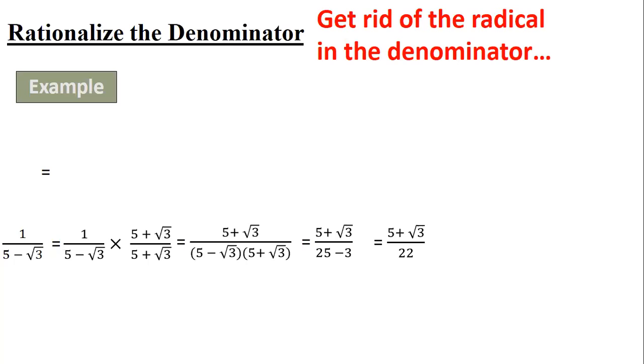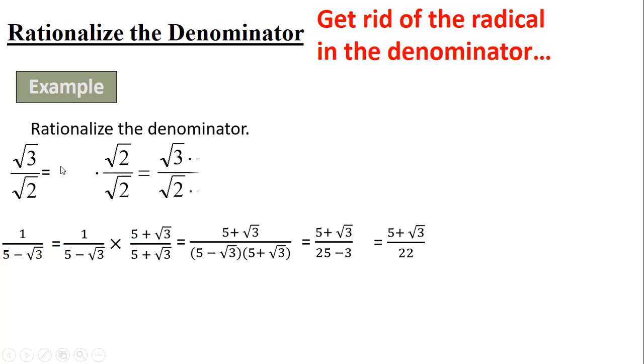If we have a fraction and in the denominator we have a radical, how can we rationalize it? Which means I should get rid of the radical in the denominator. For example, if I have radical 3 over radical 2, if I look at the denominator here, I see radical 2. So to rationalize, I multiply radical 3 over radical 2 by a fraction having a numerator and denominator equal to the denominator of the given fraction. So I multiply by radical 2 over radical 2.